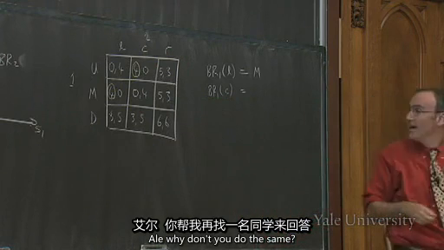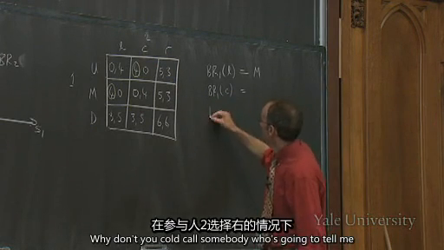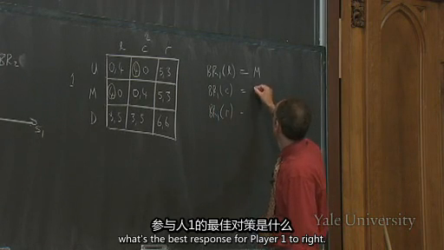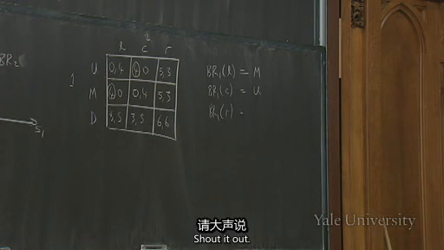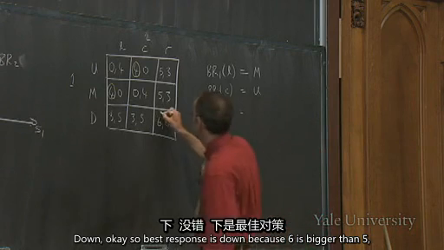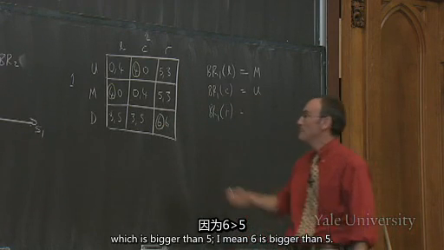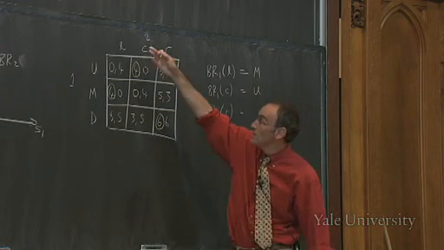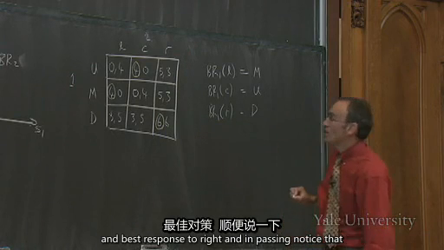And Ali, why don't you do the same? Why don't you cold call somebody who's going to tell me what's the best response for player 1 to right? Down. So best response is down because 6 is bigger than 5. So what we've done here is we've found player 1's best response to left, best response to center, and best response to right.